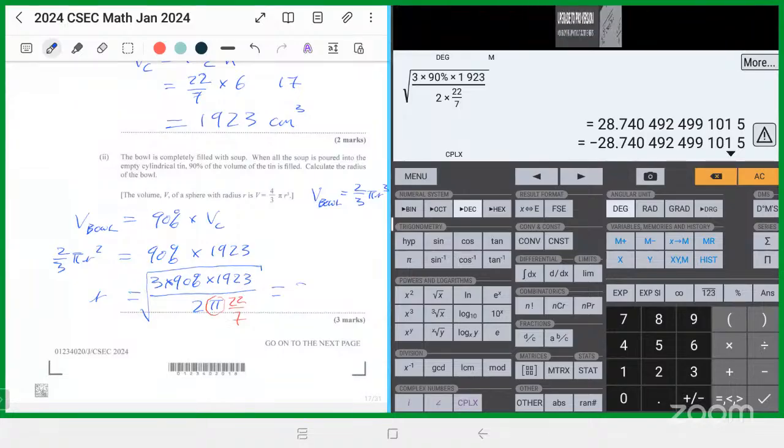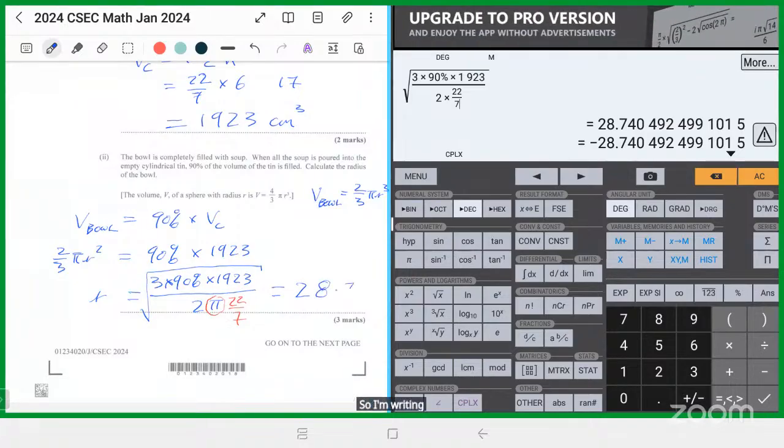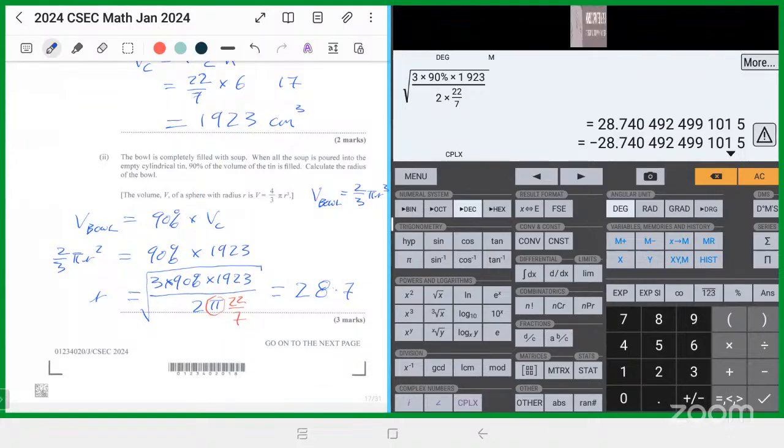So I'm writing 28.7. That looks kind of big. That looks big, like something is wrong. Something is wrong. Oh, sir, I don't like that answer. That looks too big.